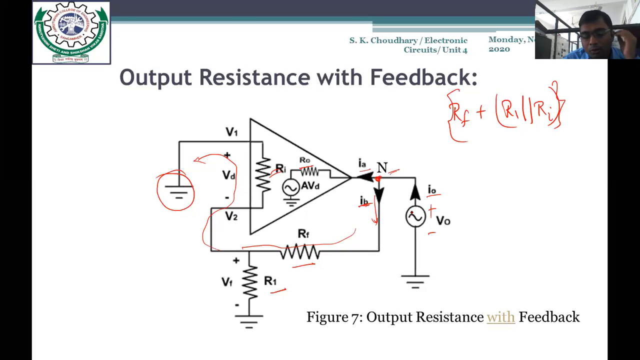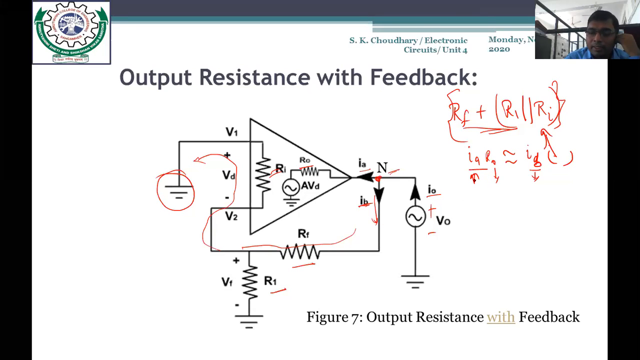Okay, and we know that according to Ohm's law, if the voltage drop across these two networks is balanced, it would be IA into R naught equal to IB into this resistance. It is not possible that IA and IB are the same because the values of resistance are different. If RF plus R1 parallel RI is very much larger, IB becomes smaller. And if R naught is smaller, IA becomes larger to balance this equation.